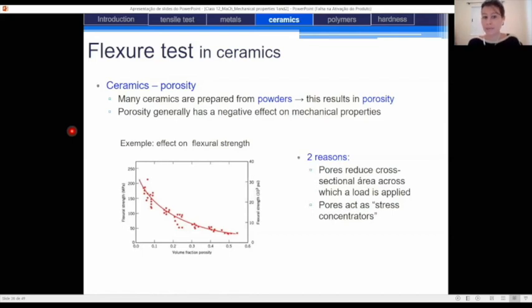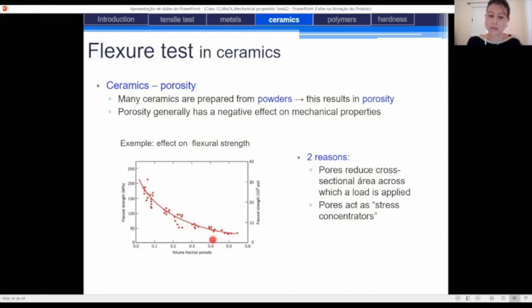In general, it has a negative effect. For example, this figure represents the flexural strength of a ceramic as a function of the volume fraction porosity. When the volume fraction porosity increases, that means the porosity rises. And you can see that the flexural strength decreases almost exponentially with the volume fraction porosity.